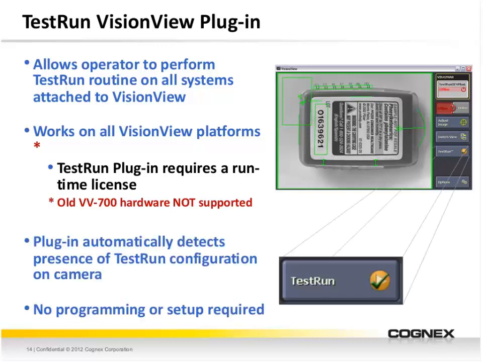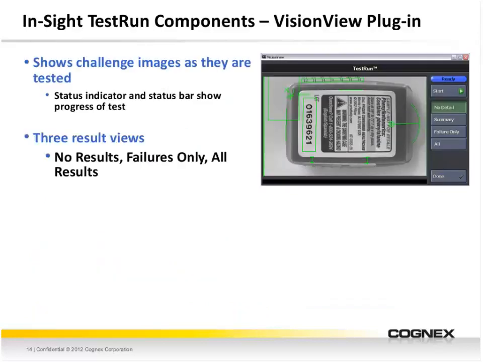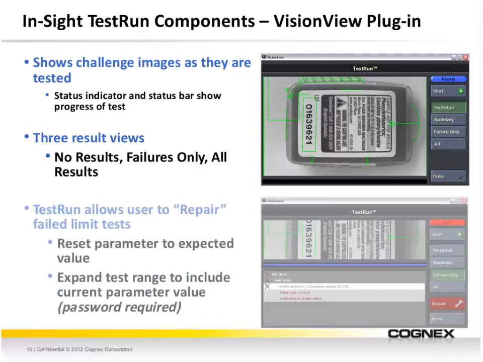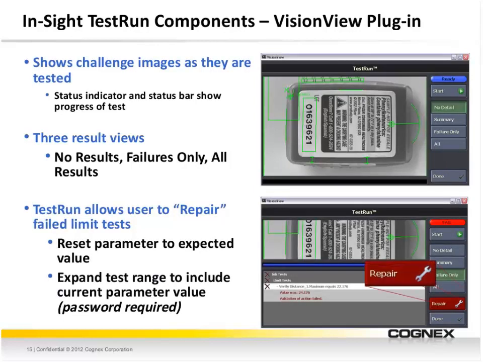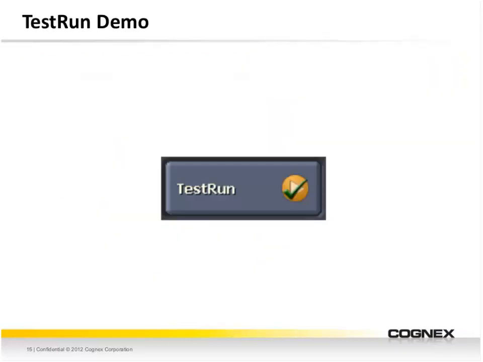And when the job file has it, the Vision View automatically identifies that TestRun is used, and a button will pop up for the user to then run the TestRun sequence. From the Vision View, you'll be able to see the summary and the report. And then also, if you provide access to the operator, they can then repair the value there, and we'll talk about what repair we will do through the TestRun sequence. And with that, let's jump into a demo.